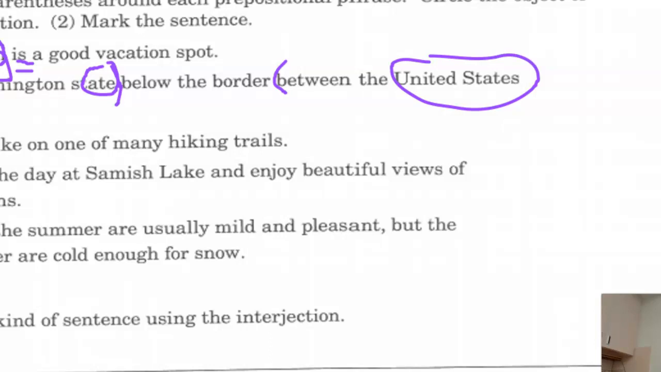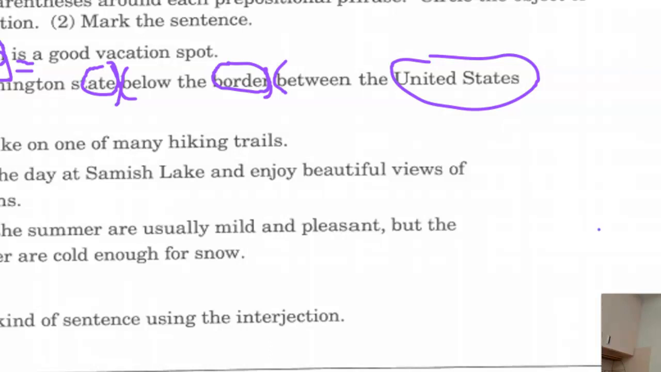And then our verb would be is. What is? Bellingham is. And we have another prepositional phrase, below the border. And border would be circled. So we had 3 prepositional phrases.